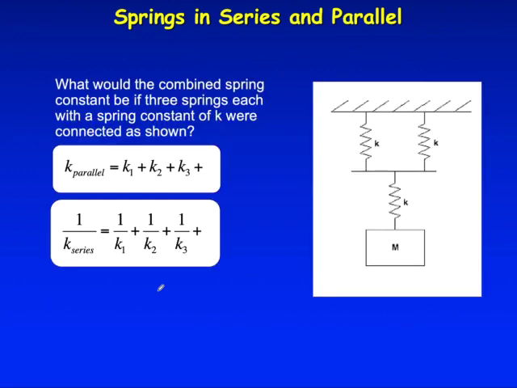Finally, one last little piece. What if you have springs both in series and parallel? If you look at this one up here, these two springs are in parallel, and then that in turn is connected in series with this one. Which equation do you use? And some of you may have guessed already, you actually do it twice. First of all, you do those two springs in parallel.